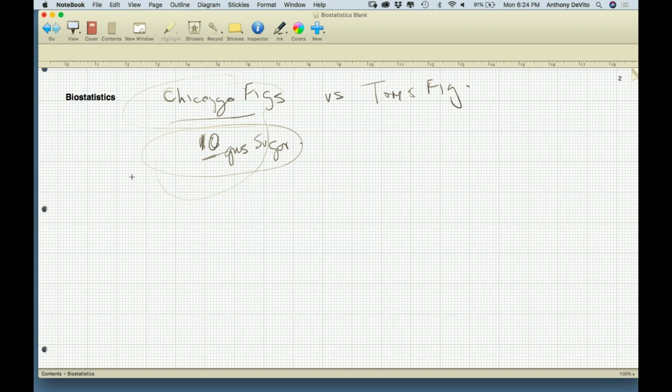So let's say that we also know that the standard deviation, the variability of sugar in these figs, is 1 gram. Okay, 1 gram is the standard deviation for each fig. And this is something that we know about all the Chicago figs. Notice I use Greek letters, meaning that we're working with parameters, which means that this is a population mean and this is a population standard deviation.